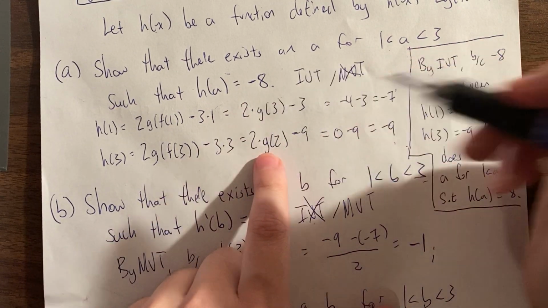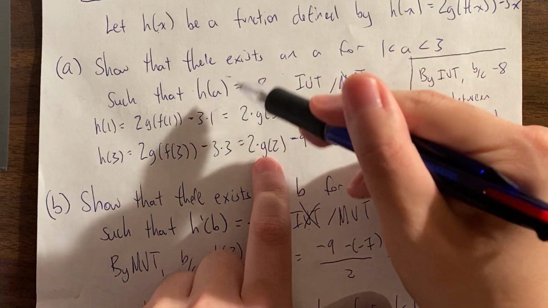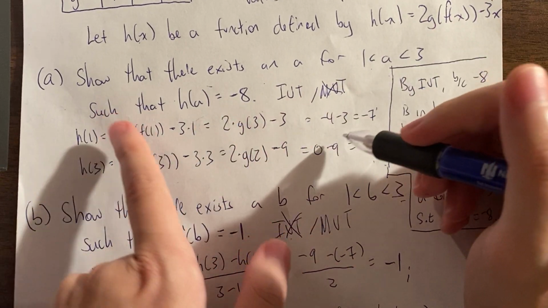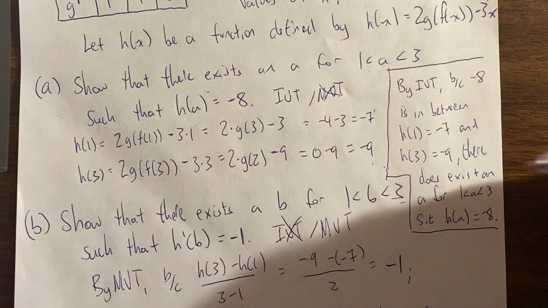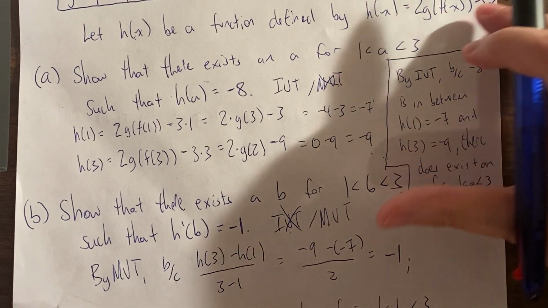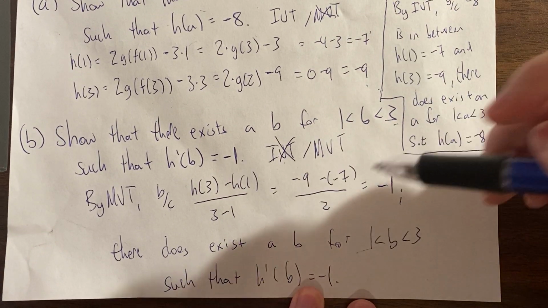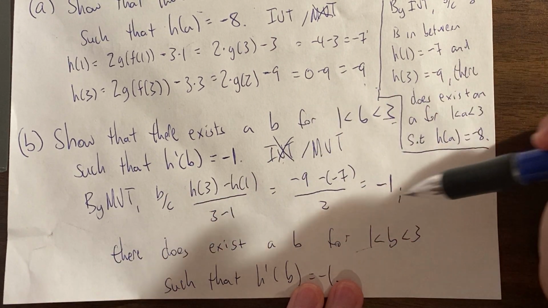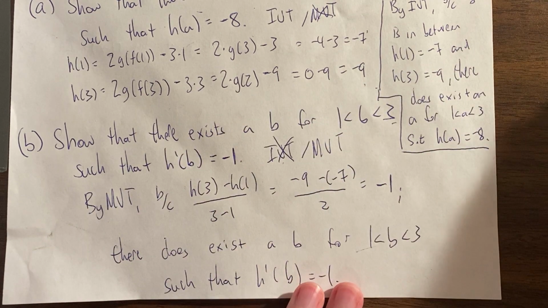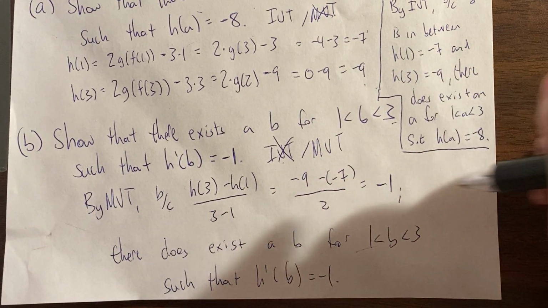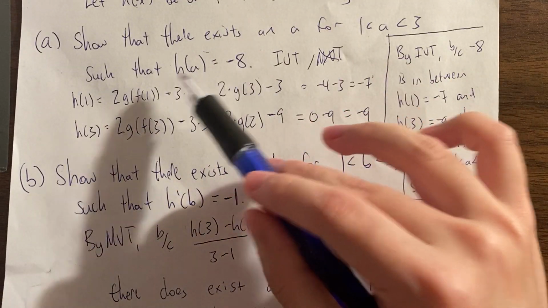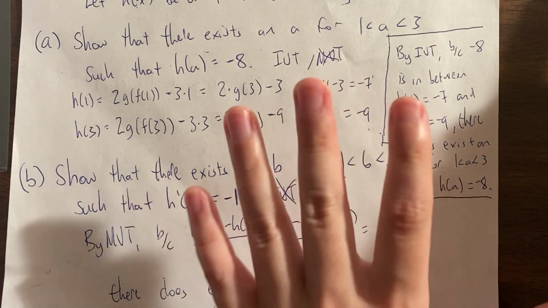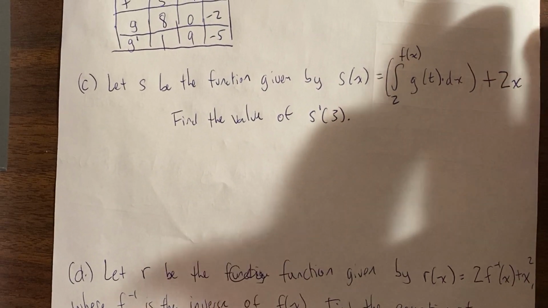And then for IVT, what you want to do is show that the wanted y value here, -8, is in between the y values at the endpoints. So you need to find the y values at the endpoints and conclude that -8 is in between -7 and -9. Furthermore, for MBT, you want to find the algebra slope on this interval and make sure it's exactly the slope they want, which in this case is -1. Then you conclude by copying their question in statement form. So again, not too bad. Pretty typical versions of MVT and IVT.